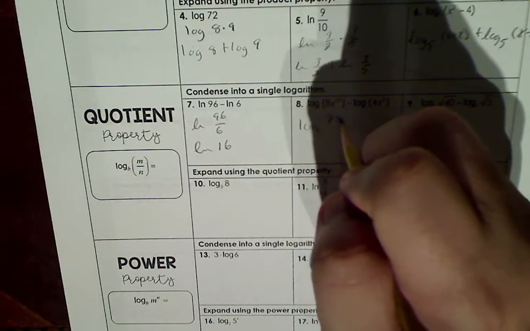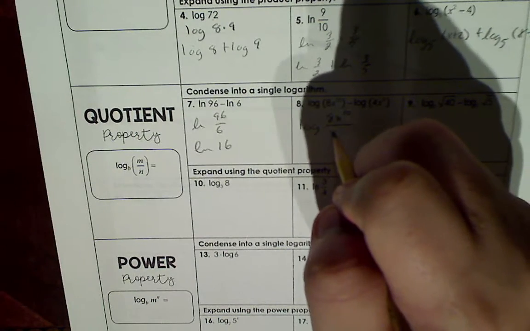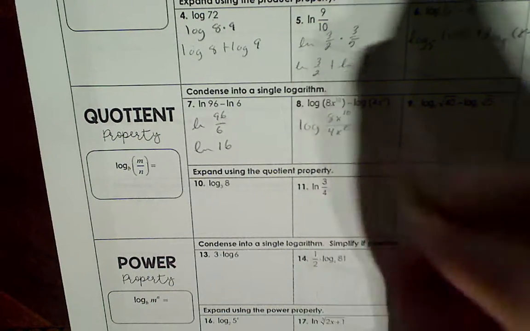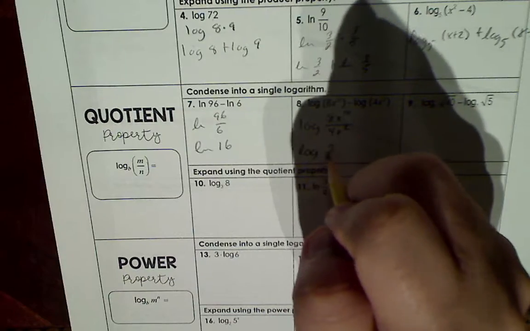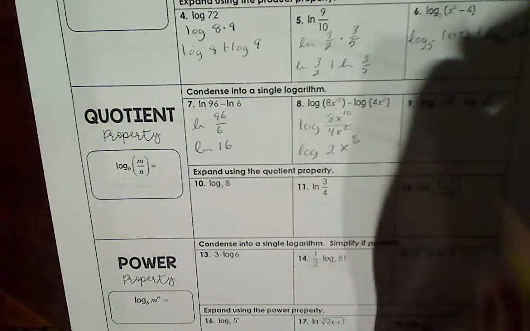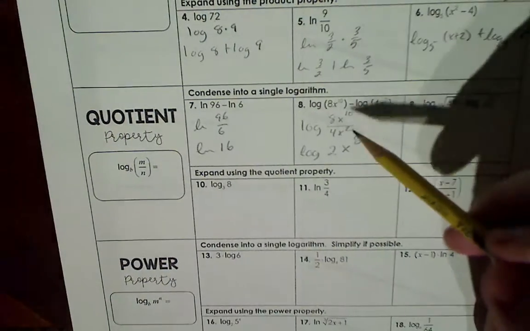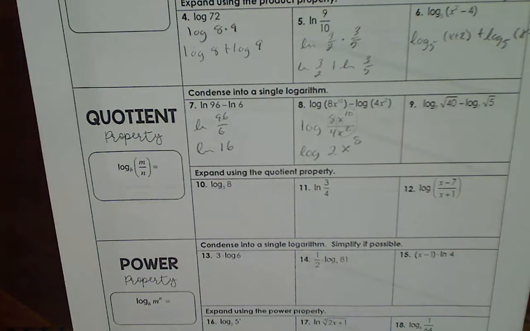Log of 8 to the x to the 10th power divided by 4x squared. So that becomes log of 2x to the 8th power. And again, division means you subtract exponents.